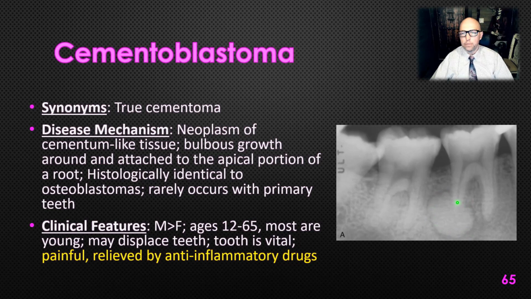Another thing that may help distinguish these is they tend to be symptomatic. They tend to cause pain. So if a patient gets severe pain from a tooth and there's no real known cause of that pain, it doesn't look carious, the tooth tests vital, but you see a lesion like this, that's another indicator that it might be a cementoblastoma. And this pain is known to be relieved by anti-inflammatory drugs. And so they may say, yeah, I take ibuprofen and it goes away. Another indicator of cementoblastoma.